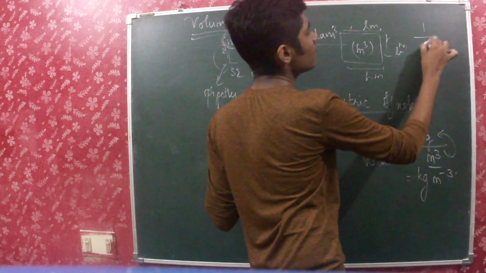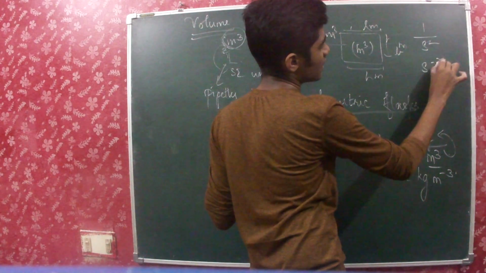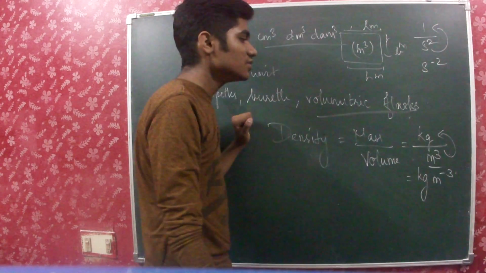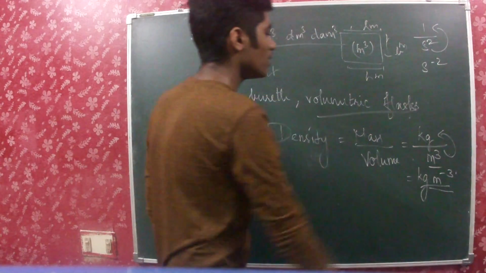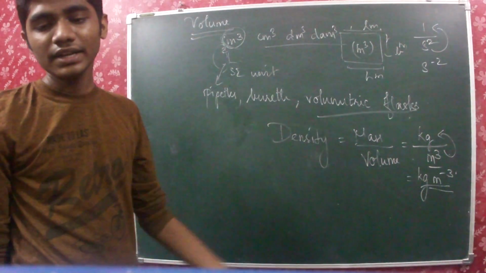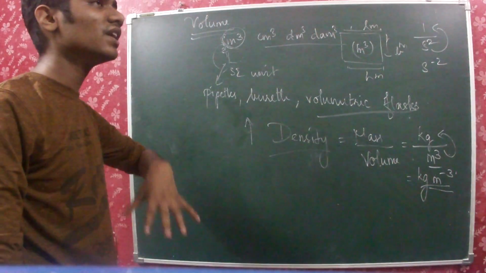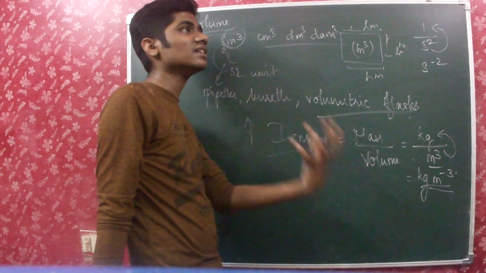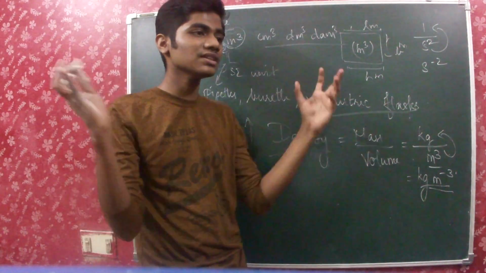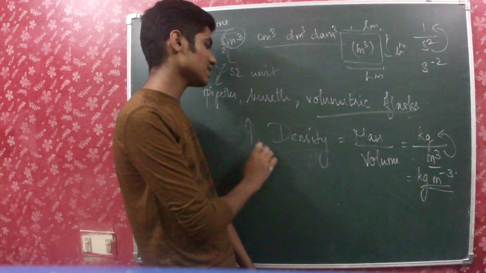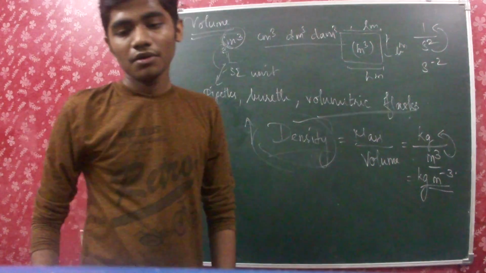We know that when something like 1 by second square is there and it comes to the top, it becomes minus. So kg per meter cube is kg meter to the power -3, and this is the unit for density. So what is density? We can simply say that if a substance's density has increased, it means the particles are closely packed. That is the meaning of density.